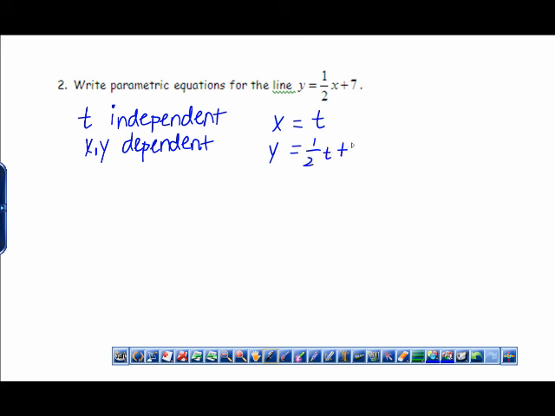Now there are other equations we could have written. This is definitely the simplest one. And if you were to have made a table and graphed these parametric equations, the resulting line, the resultant vector, would definitely be y equals 1/2 x plus 7. So going this way is a lot easier, actually.